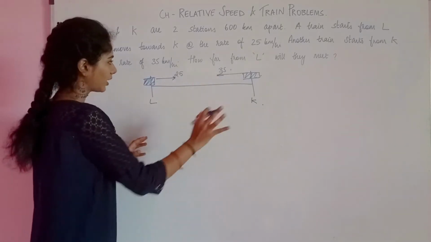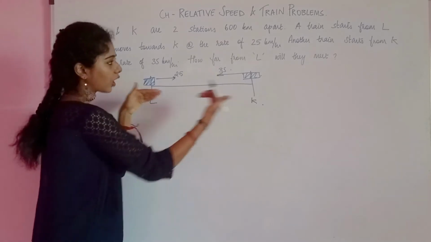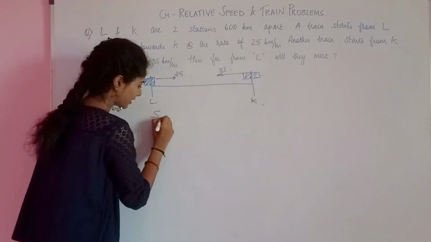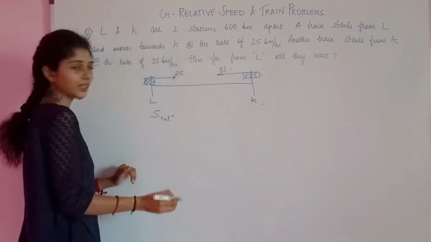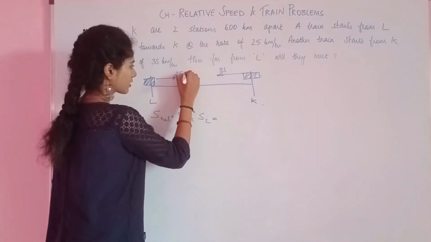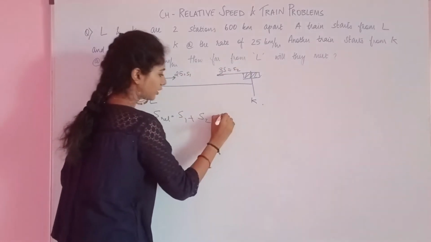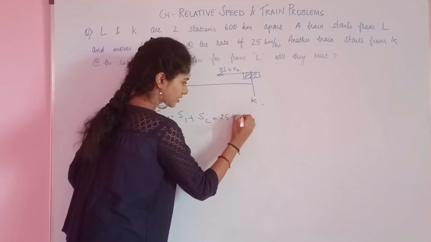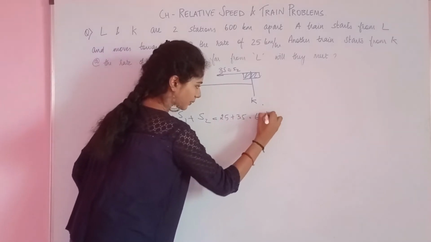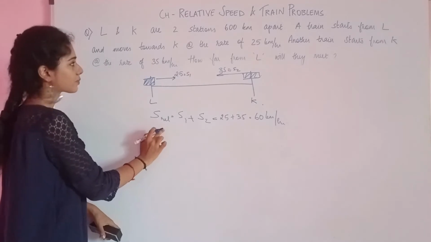So what did we study right now? When 2 cars are going in opposite directions, what is the relative speed? Relative speed will be S1 plus S2. Let's suppose this is S1 and this is S2, which is nothing but 25 plus 35, which is 60 km per hour. So this is our relative speed.